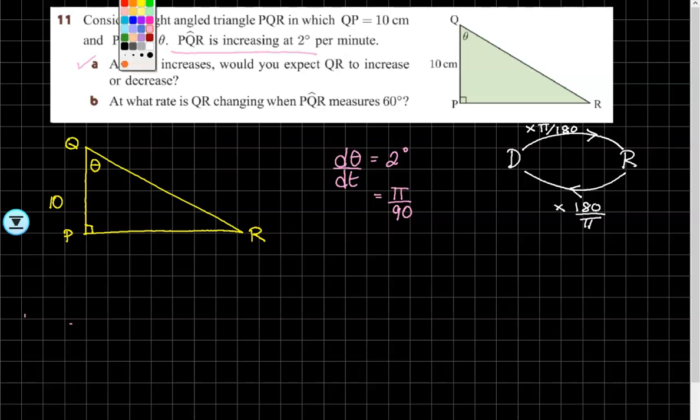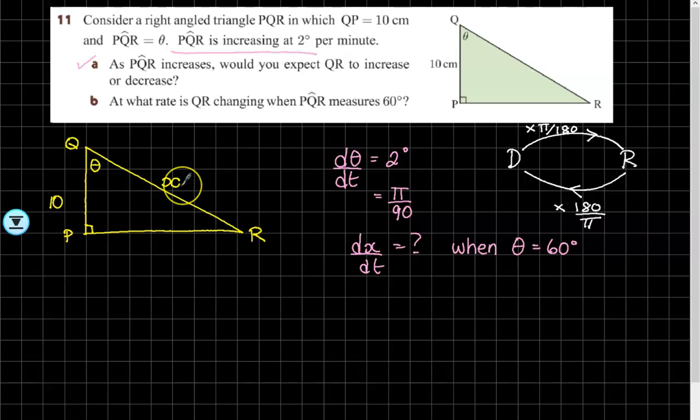Because they're saying we want to do QR, we're going to call that one X. Agreed? Which then means we want to find dx by dt when theta equals 60 degrees. All right, so now your step is, can we get a connection between the theta and the x? Can we get some sort of rule linking them?